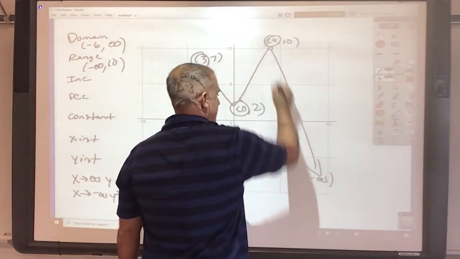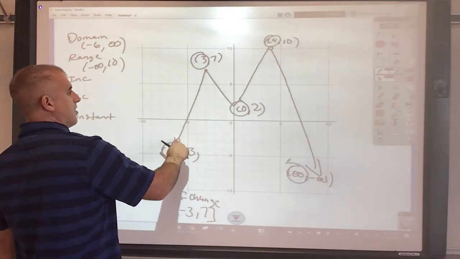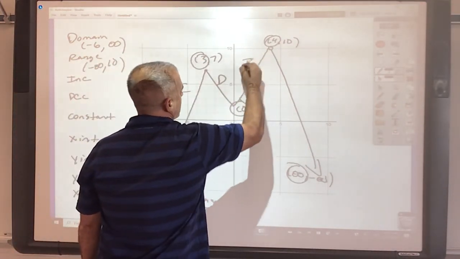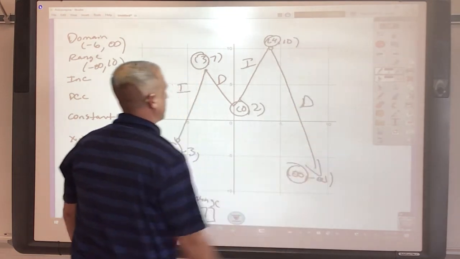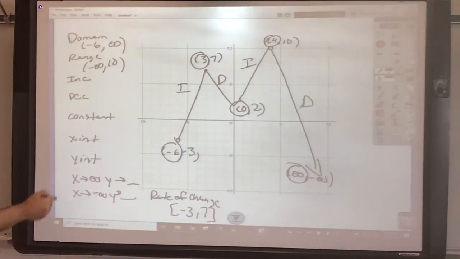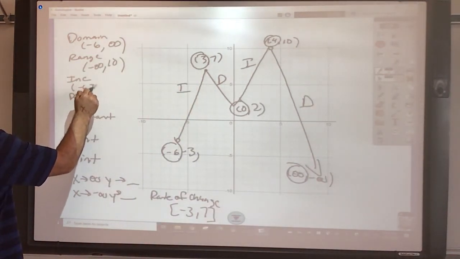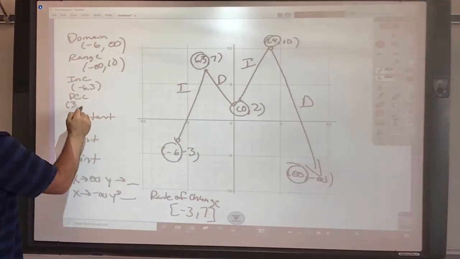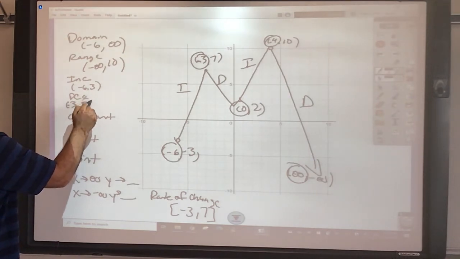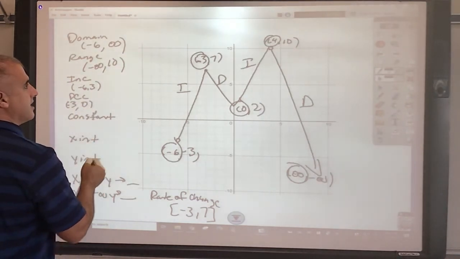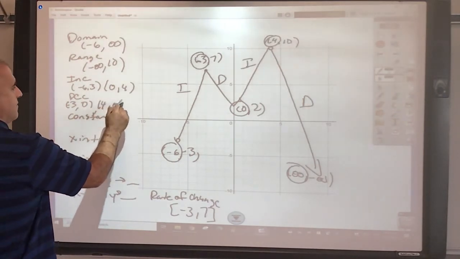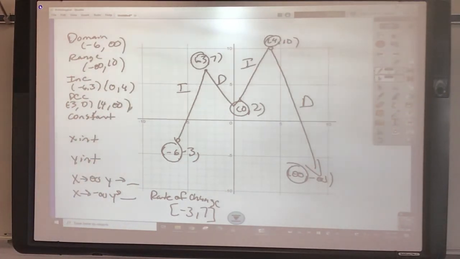All right, now we're going to do the increasing, decreasing. Okay, start from the left. This is an increase, decrease, increase, decrease. So it's increasing from -6 to -3, decreasing from -3 to 0. Then it's increasing again from 0 to 4, and then decreasing from 4 to infinity. Okay, it is not constant.